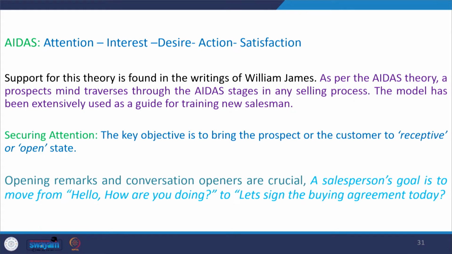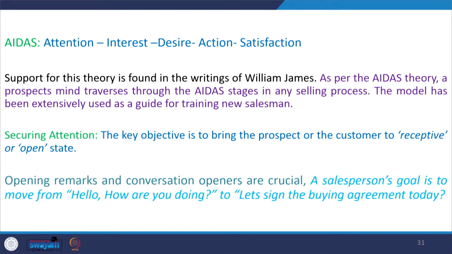So these models usually provide some support system to keep things going. Now first is securing attention. As far as the stage of securing attention is concerned, the key objective is to bring the prospect or the customer to a receptive state.